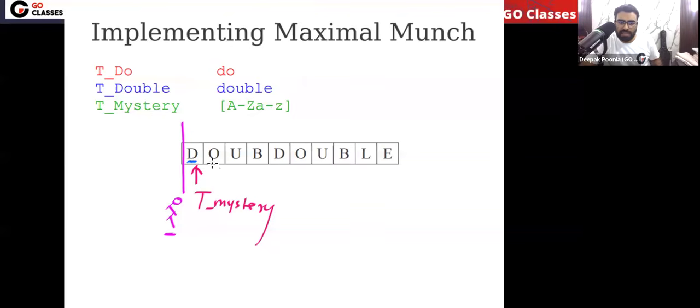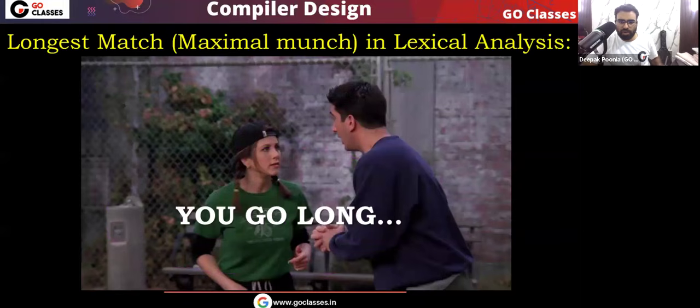So here I will read this O. Now at this moment, this TDO token, or this regular expression, is fully matching. Yes or no? This DOUBLE is in the race, but this one is matching. So I can remove the previous marker, because now I got a new marker, TDO. But still I cannot stop, because of longest match.